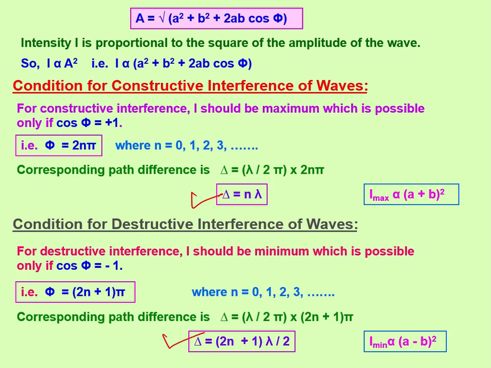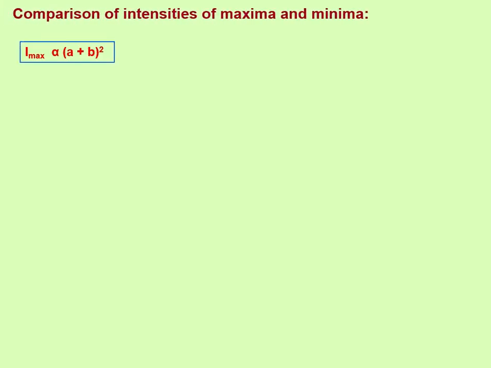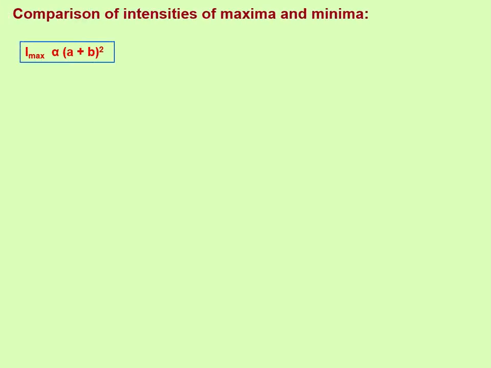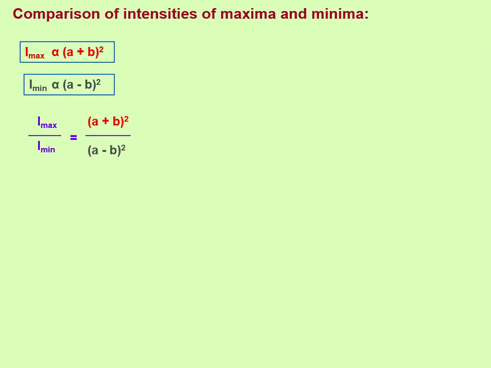Now, moving on, when we compare their intensities, remember maximum intensity is a plus b the whole square because cos phi is 1. Minimum intensity is a minus b whole square because cos phi is minus 1. So when we take the ratio, it is a plus b the whole square upon a minus b the whole square. Taking b common, we get a upon b plus 1 whole square upon a upon b minus 1 whole square, and a upon b is chosen as a constant r, the ratio of a upon b.